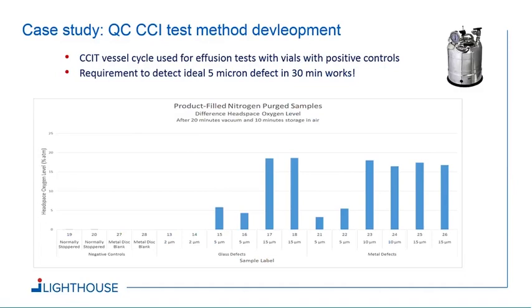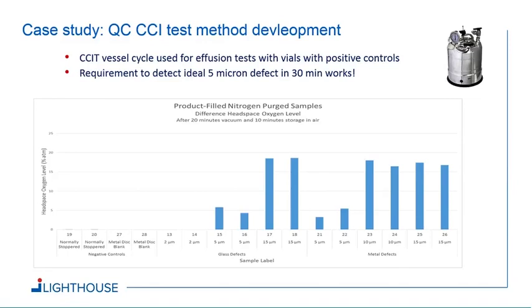So now we took a CCIT vessel and we designed a CCIT vessel cycle to create an effusive condition, and that means we're going to try and drive changes in the headspace. If you look at the graph here in the title of the graph, you can see that the cycle that was chosen was to put the samples into the CCIT vessel, evacuate for 20 minutes, and then backfill with air for 10 minutes.